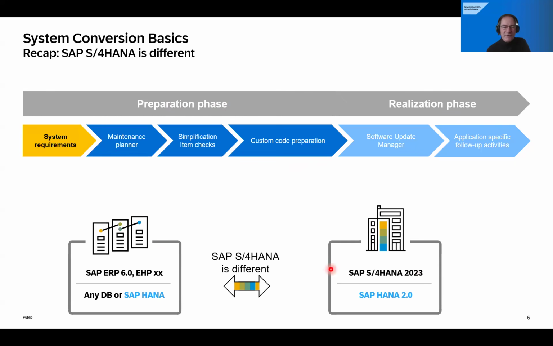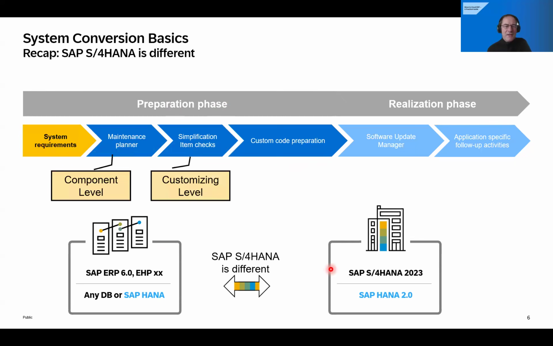SAP S/4HANA is different. That's why there are things to check. We have the maintenance planner checking component level, simplification item checks the system on customizing, configuration level, custom code preparation, because SAP S/4HANA comes with a new data model. All this is the same when targeting S/4HANA Cloud Private Edition.